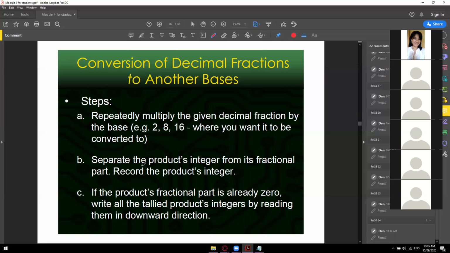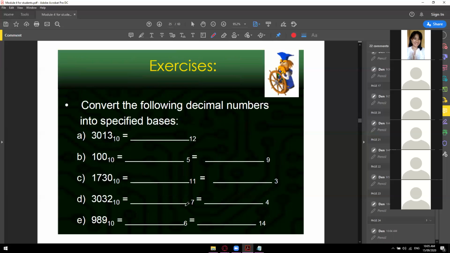Okay? And then separate the product's integer from its fractional part. And then record the product's integer. And then if the product's fractional part is already 0, write all the tallied products' integers by reading them in downward direction. So kung kanina, upward from bottom to top, ito naman from top to bottom.